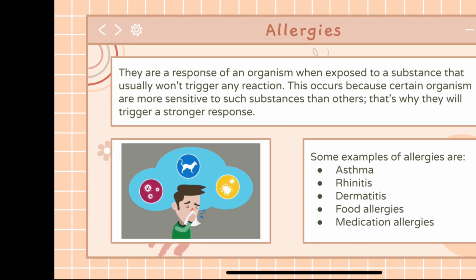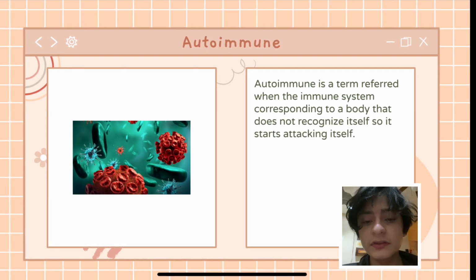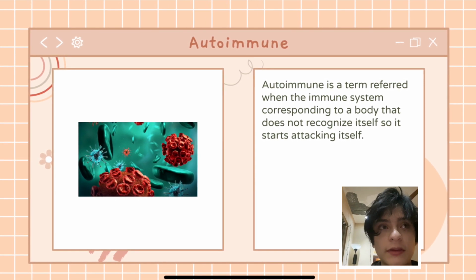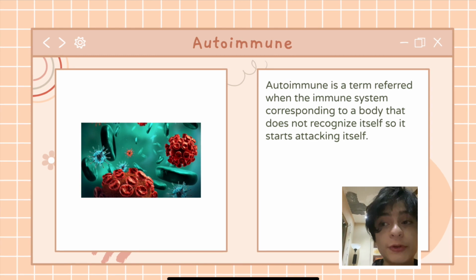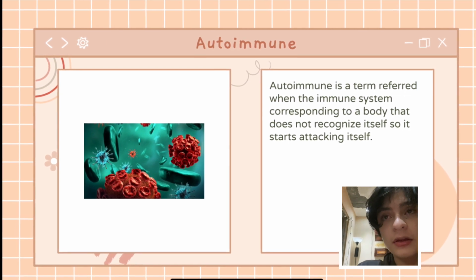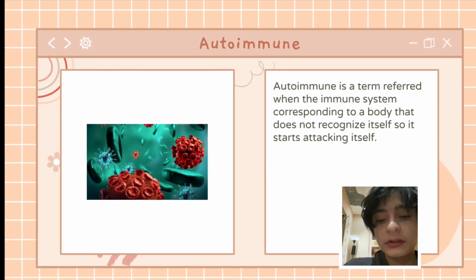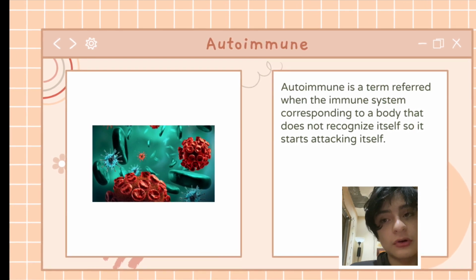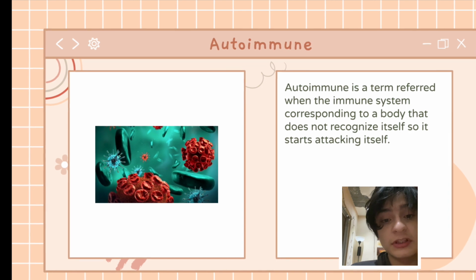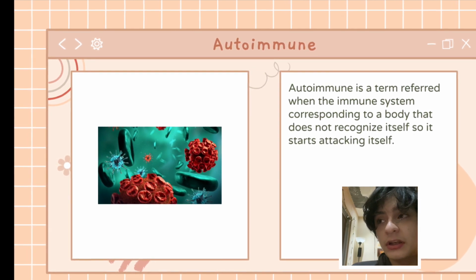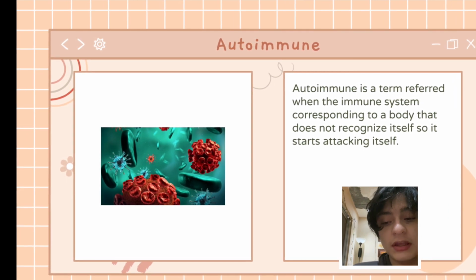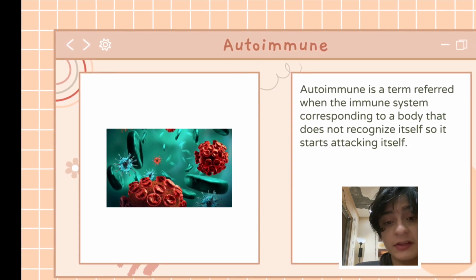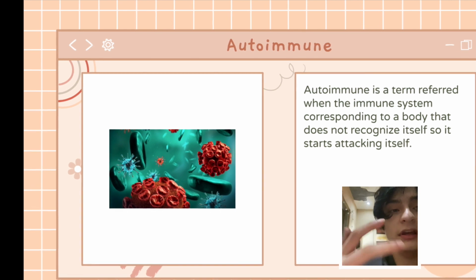So we'll end up this vocabulary check with the word autoimmune. Autoimmune is the word used whenever the immune system won't recognize itself. So as soon as it sees itself as a stranger, the immune system starts attacking itself, leaving you without any type of defense against bacteria, viruses, etc.